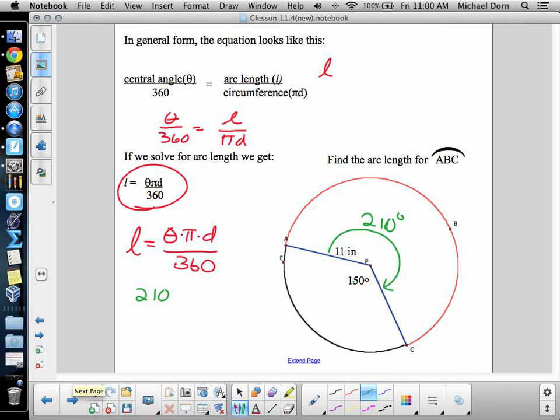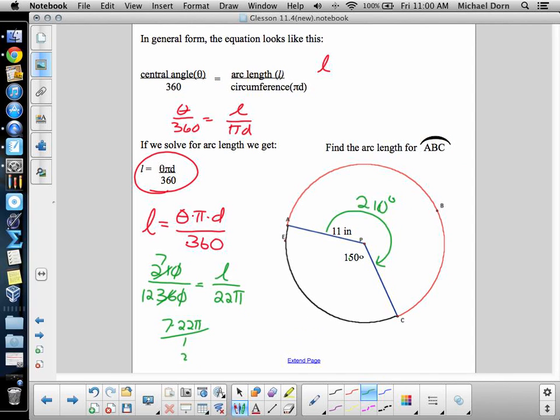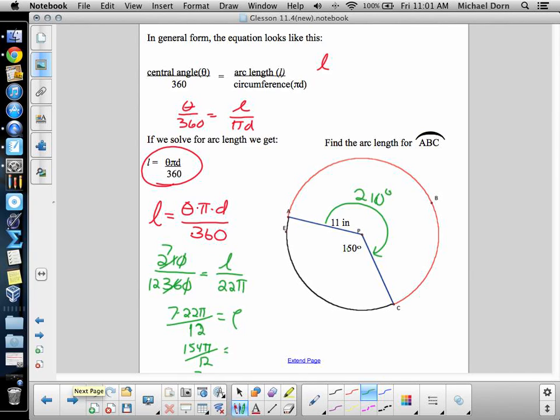So I take 210 over the whole circle equals the arc length over the circumference of the circle. The radius of the circle is 11 inches. So the diameter is 22, so the whole circumference is 22 pi. And again, we've got that. We're going to cross multiply. 210 over 360, actually, that's 7, and 36 would be 12 to reduce that. So 7 times 22 pi over 12 equals the arc length. That'd be 154 pi over 12, which would be 77 pi over 6, and it's inches.